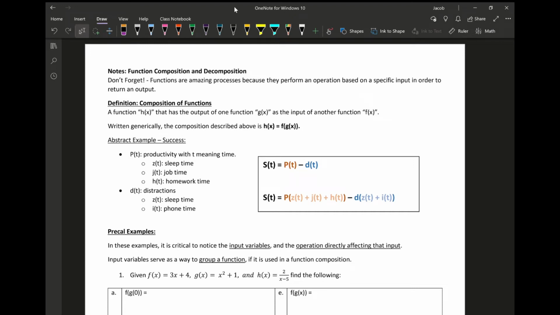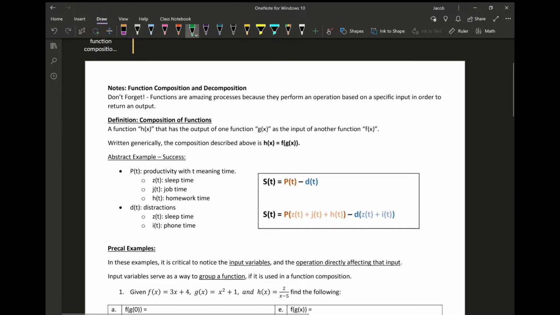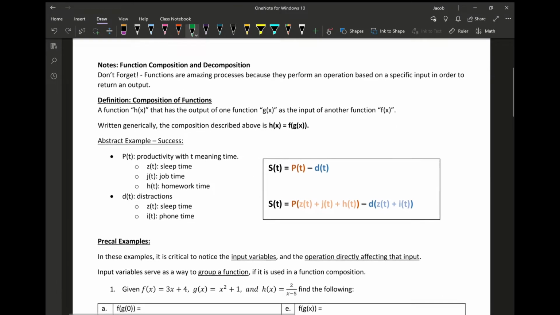Welcome to Notes on Function Composition and Decomposition. We are going to be talking about composing functions together. So we need to remember that functions are amazing because they perform an operation based on a specific input in order to get an output. So using that definition, we'll look at composition of functions.